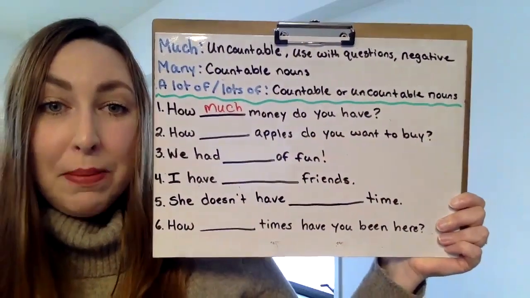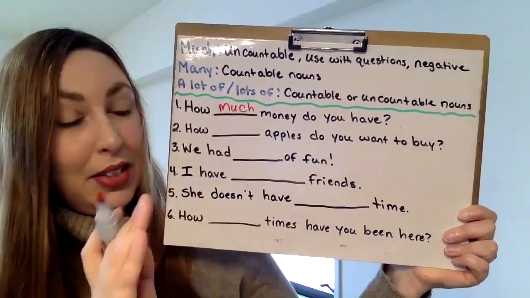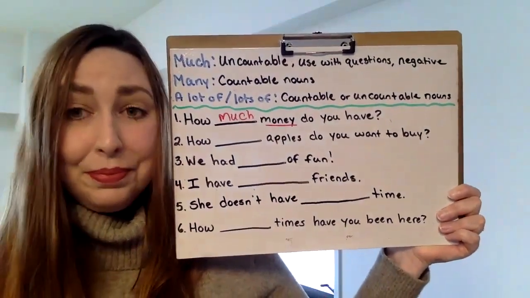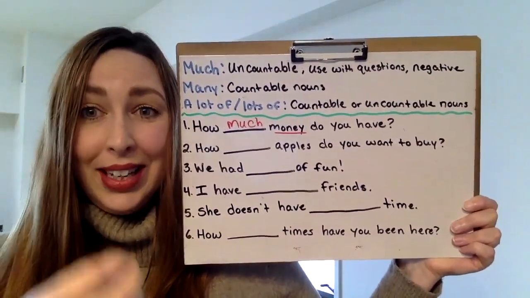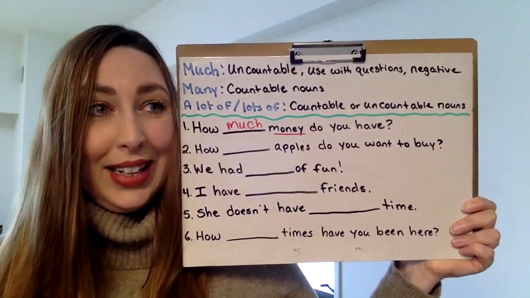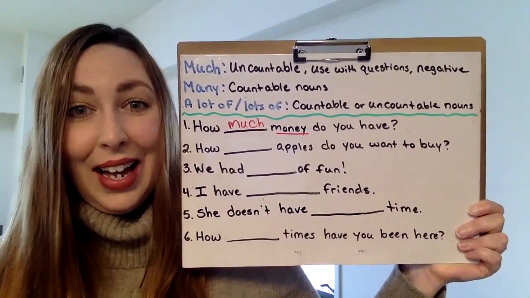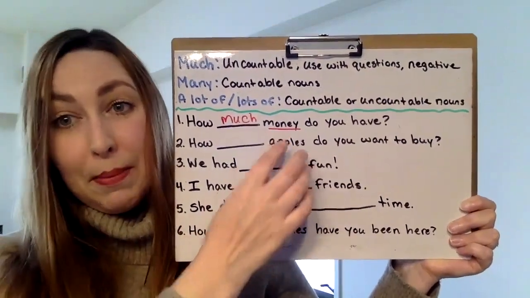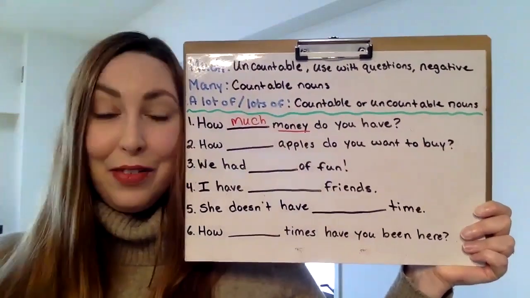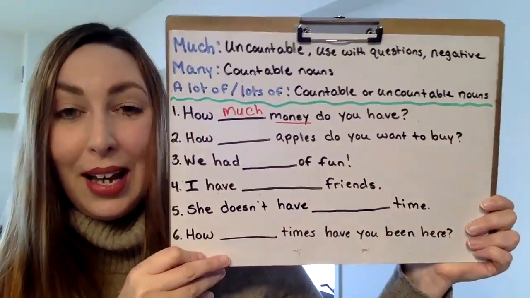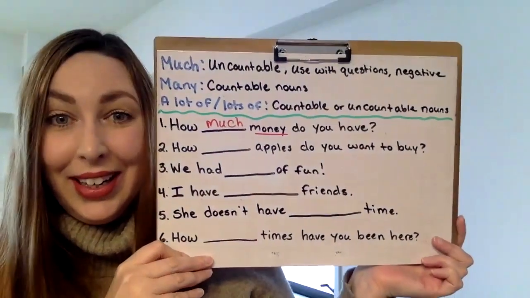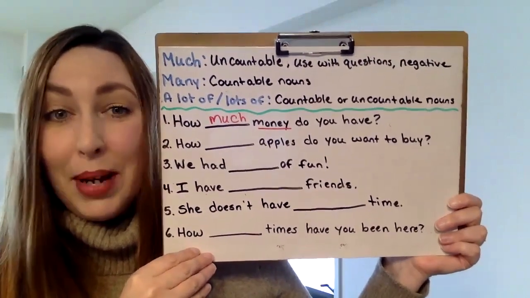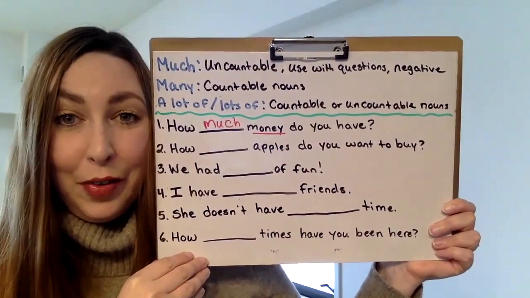How much money do you have? So money is an uncountable noun. We can count dollars, we can count yen, we can count pesos, but the word money includes everything. So it becomes just a category. So it just becomes an uncountable noun. How much money do you have?